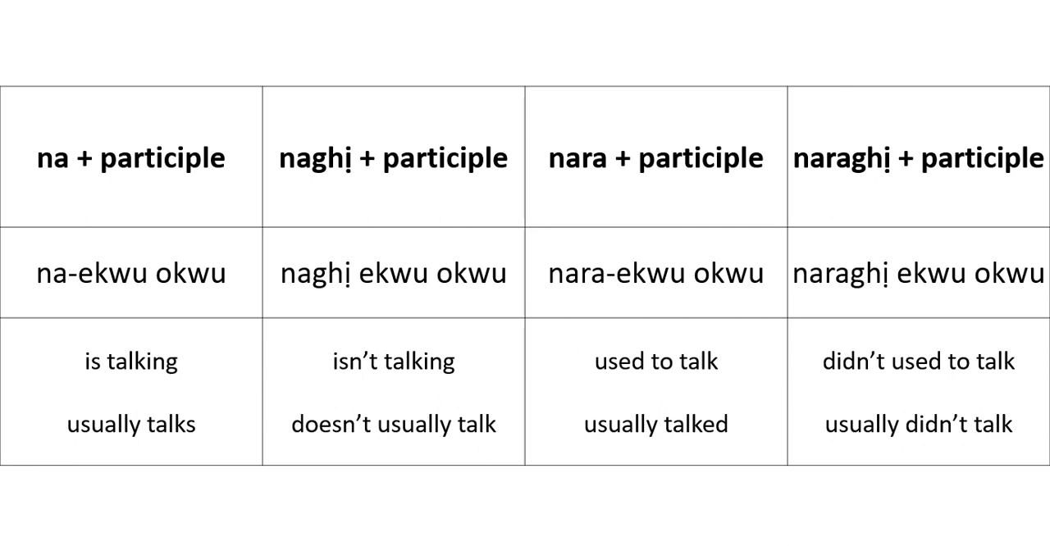Na-ekwu okwu is talking, usually talks. Naghị ekwu okwu isn't talking, doesn't usually talk. Nara ekwu okwu used to talk, usually talked. Naraghị ekwu okwu didn't used to talk, usually didn't talk. Na-ekwu okwu, naghị ekwu okwu, nara ekwu okwu, naraghị ekwu okwu.